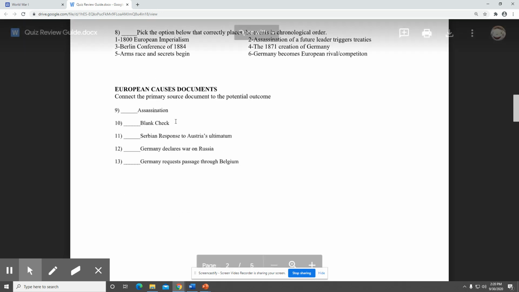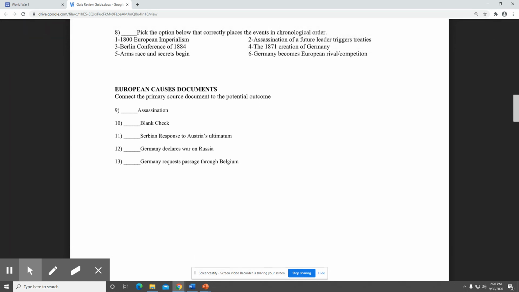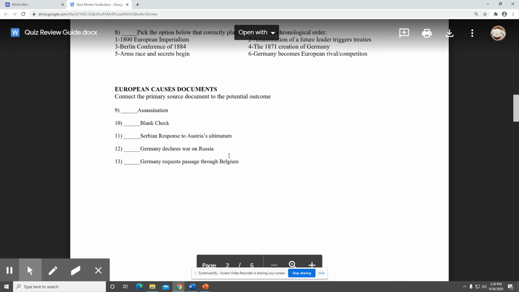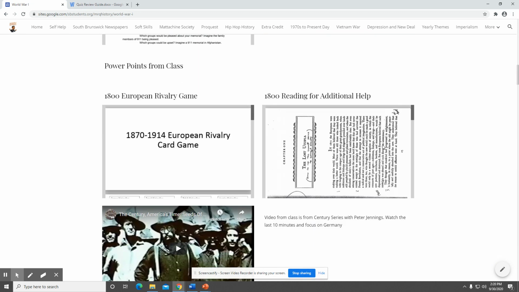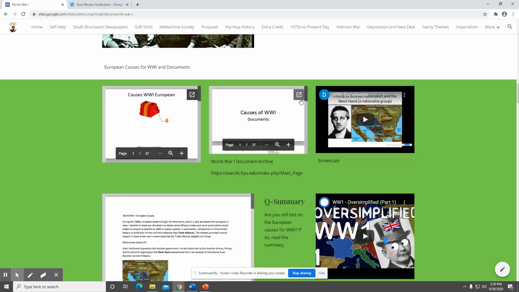This right here is another matching section. So it's looking to see whether or not you can identify the main point behind these primary source documents. And if you're wondering, where do we get those primary source documents? We did an entire class looking at those documents. So here they are. I even created a screencast right here explaining the documents and trying to decode them for you.